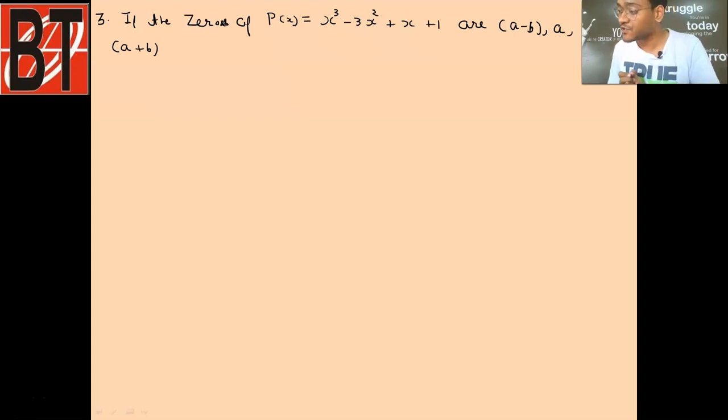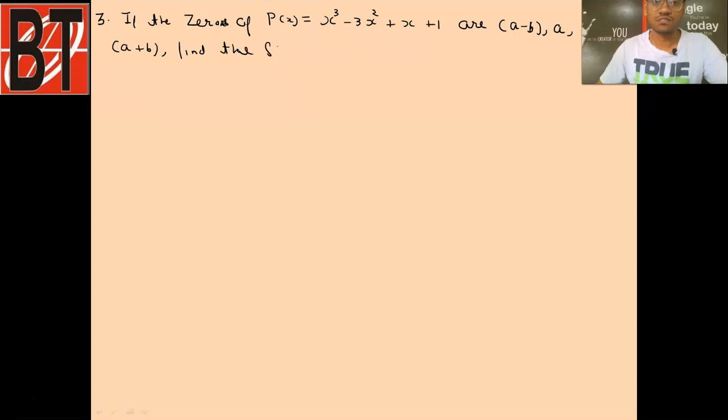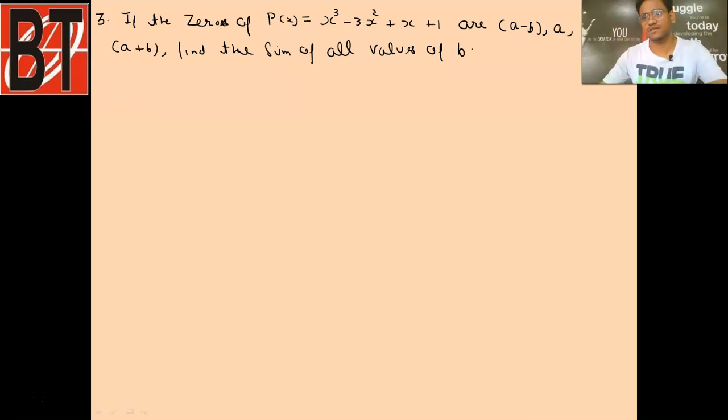Find the sum of all values of b. We have to find the sum of all values of b. It's a nice question. Okay, see, let's just simplify this solution. Students, just tell me, the zeros are now a minus b, a and a plus b. So what will be the sum of zeros?